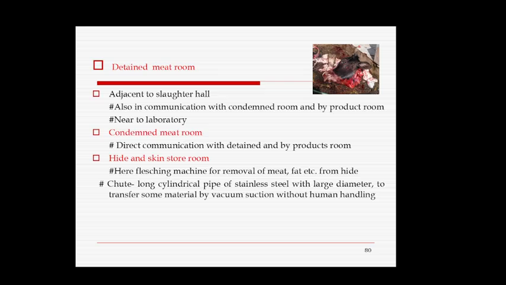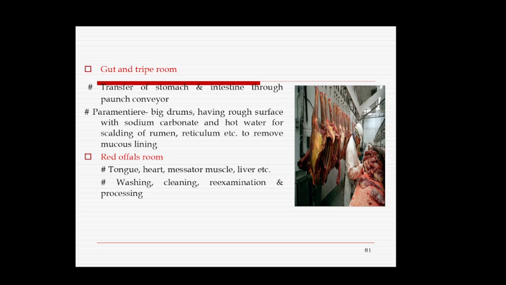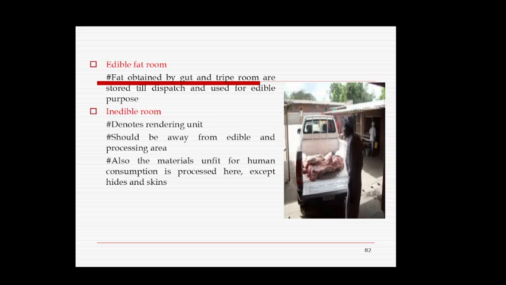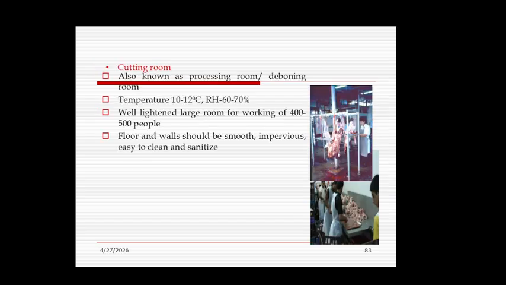Hide and skin store room, with a fleshing machine for removal of meat, fat, etc. Gut and tripe room: we have the transfer of stomach and intestine through a conveyor. Paunch washer: big drums having rough surfaces with sodium carbonate and hot water for scalding of rumen, reticulum, etc., to remove the mucus lining. Edible fat room: fat obtained from the gut and tripe room is stored till dispatch and used for edible purposes.